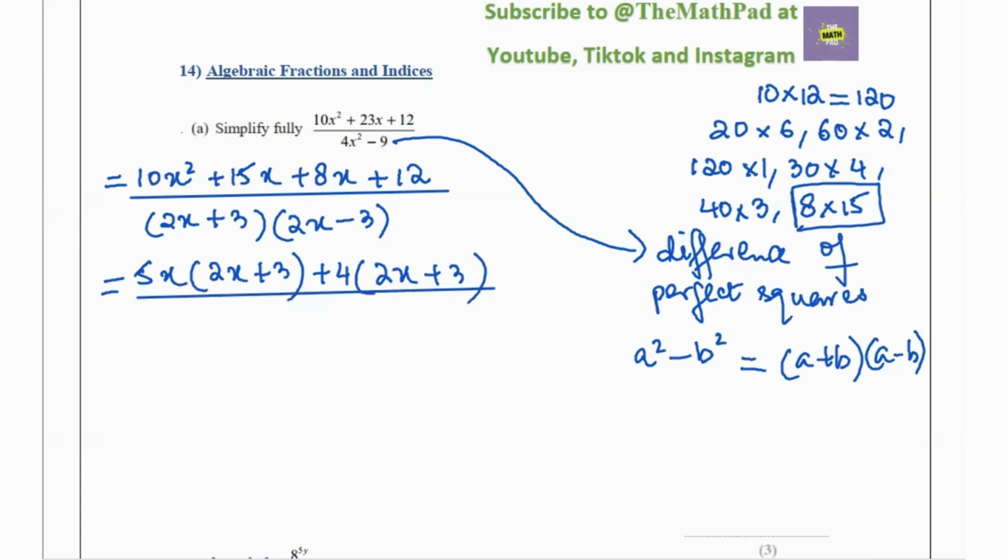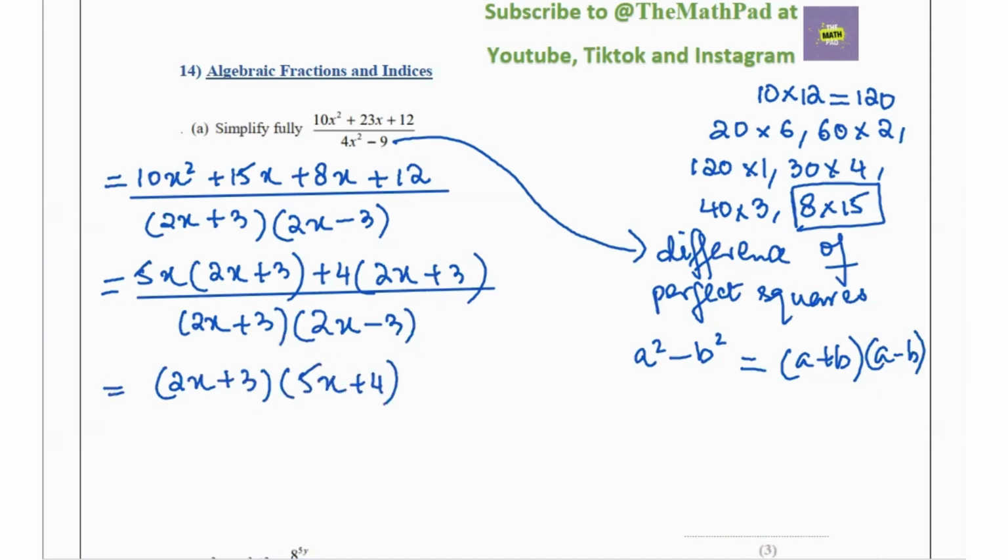Denominator stays the same right now because we cannot further factorize it. Now in the numerator, we can say that between 5x and 4, we have 2x plus 3 common. So 2x plus 3 bracket 5x plus 4 divided by 2x plus 3 times 2x minus 3.